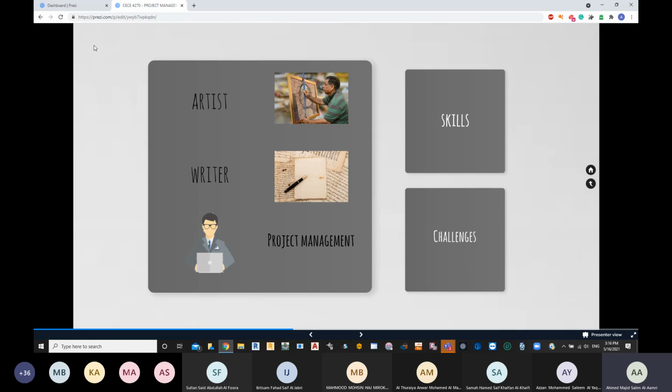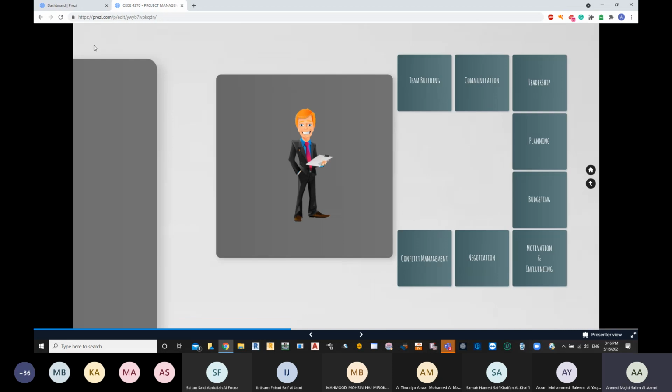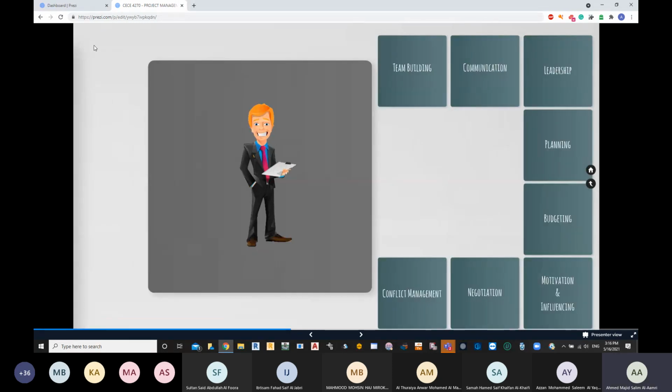So we talked about the skills which are required for the project manager. And all of them are really important. A person should know how to choose his team. He should be able to communicate. He should be a leader so the others will work with him. He should be a good planner. He should know how to plan for money. He should be a good motivator, a good influencer. He should know how to negotiate, and he should know how to solve issues or disagreements before they become bigger.